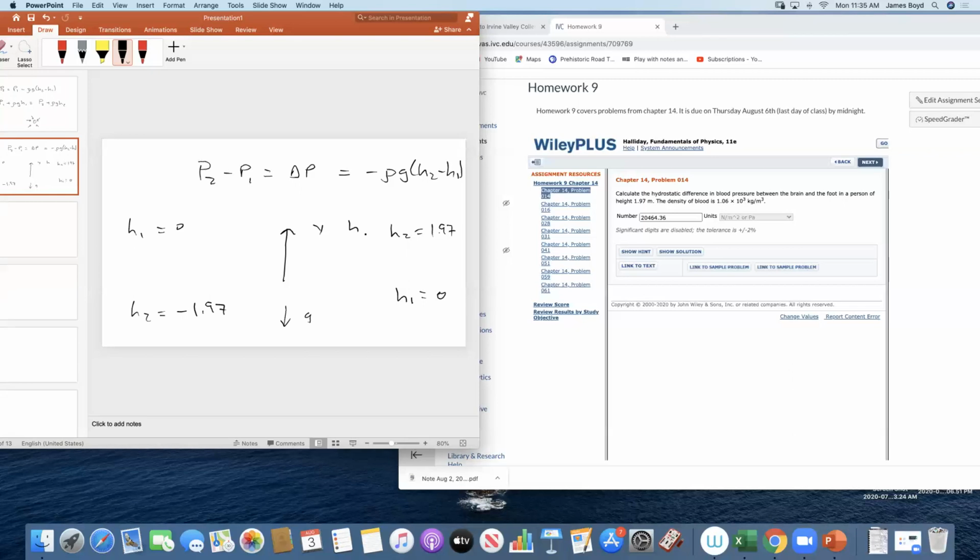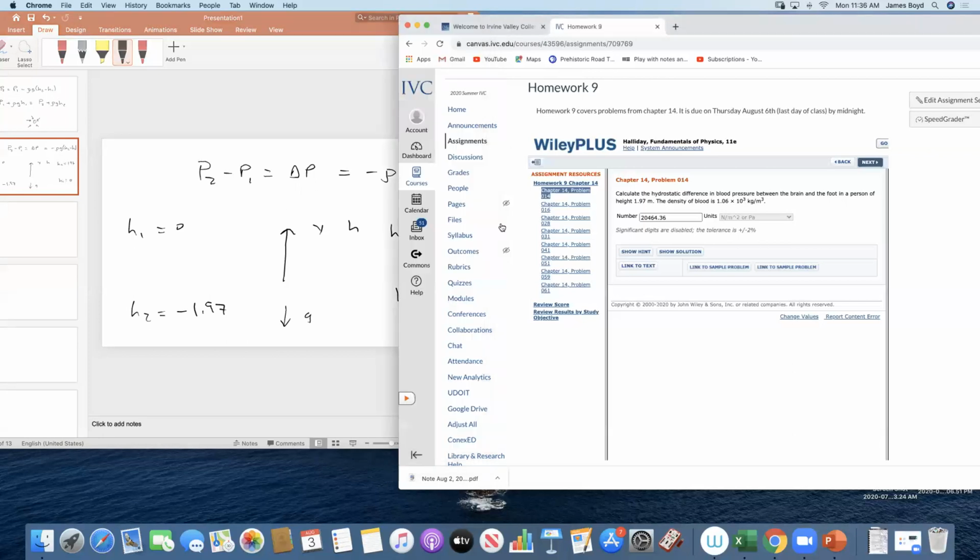It's weird, I know, but just keep that in mind that they really just want the magnitude of the change, and depending on which way you take the change. Same thing in the second problem.